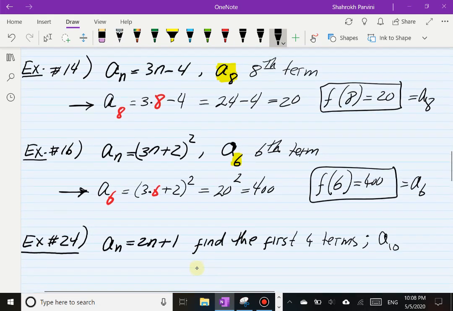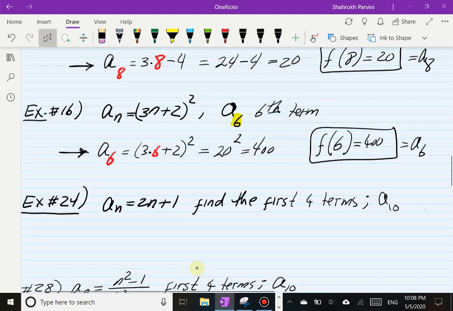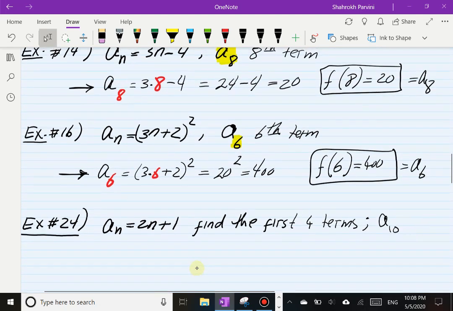Okay, and let's take a look at another variation of this exercise. In this exercise, we are given a function, a sub n is 2n plus 1. And the question now reads, find the first 4 terms, and in addition to the first 4 terms, we want to find also the 10th term. So what are we going to do?